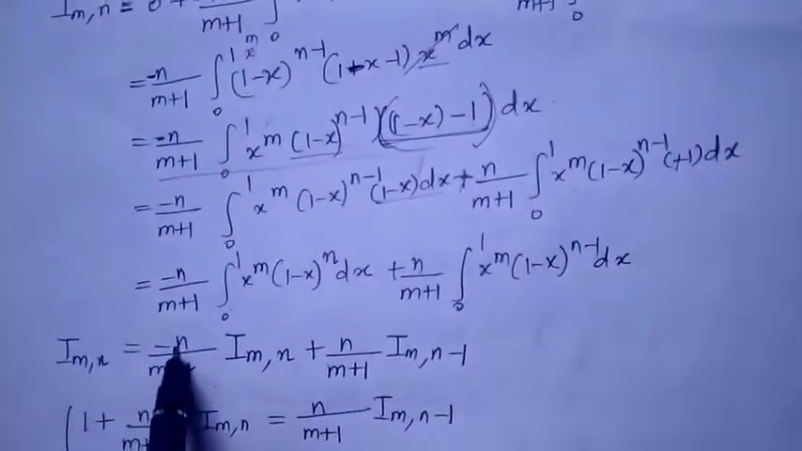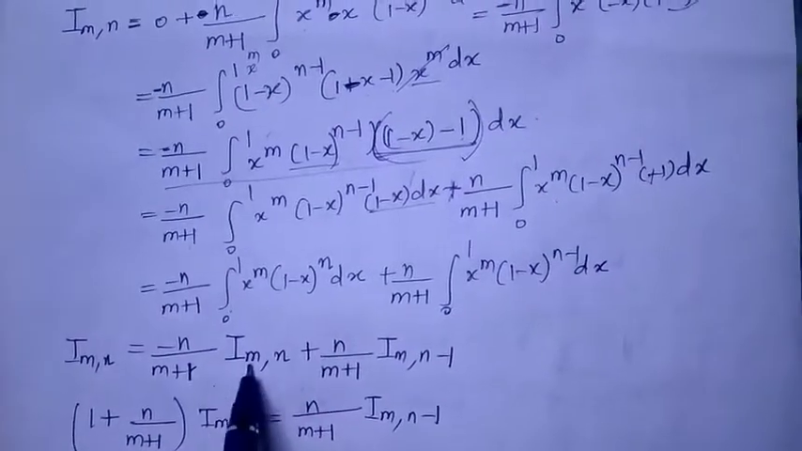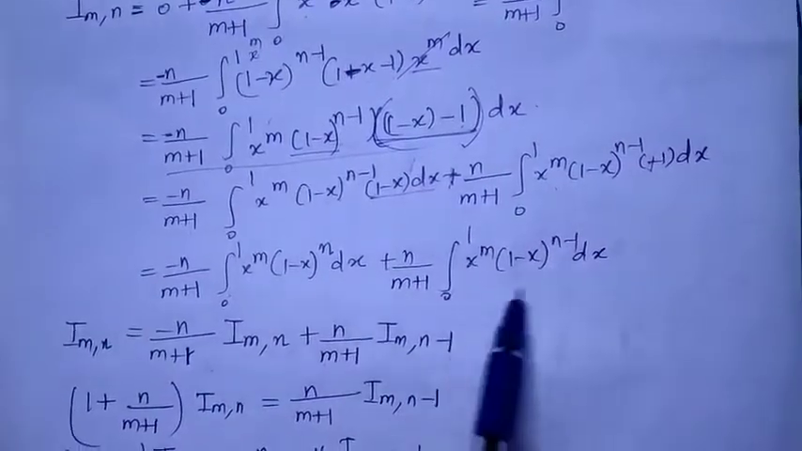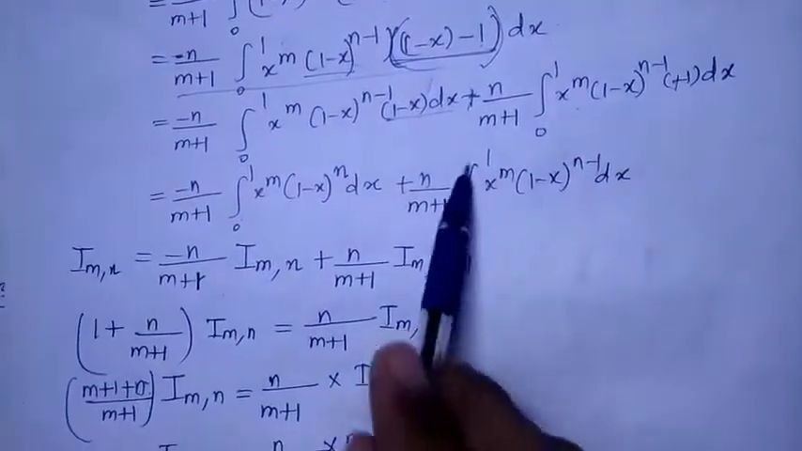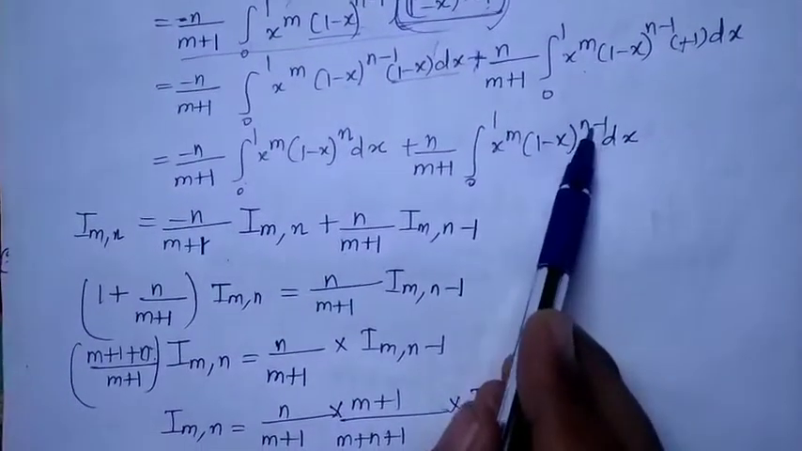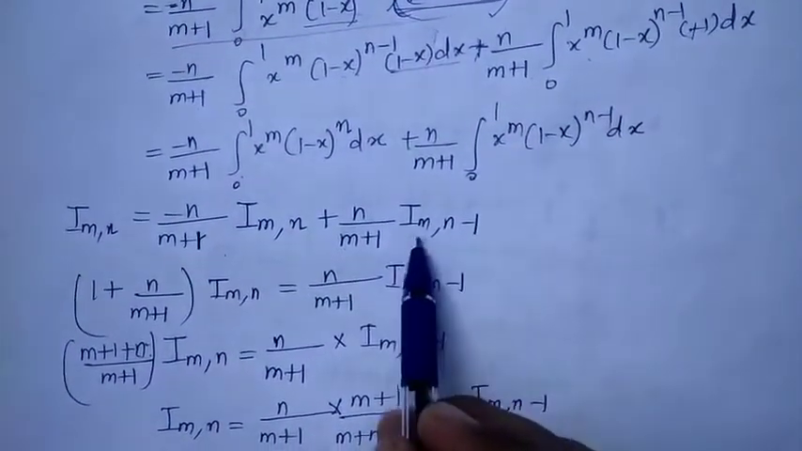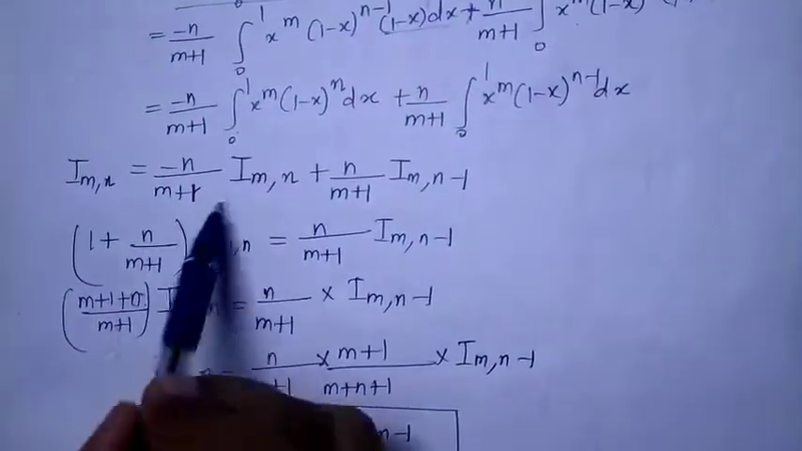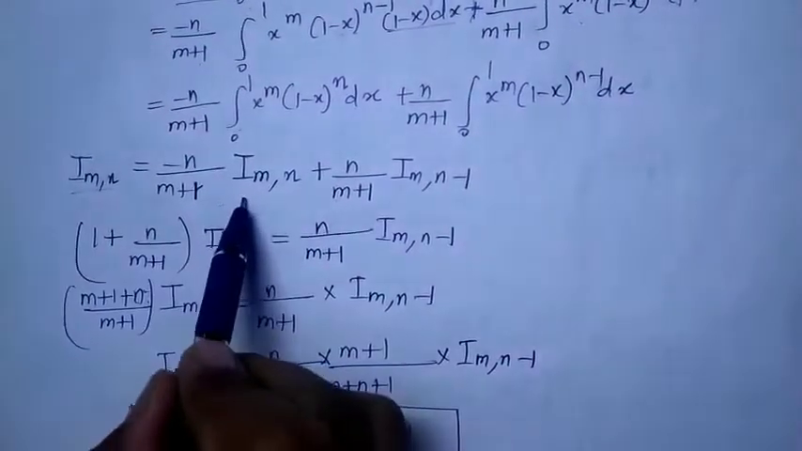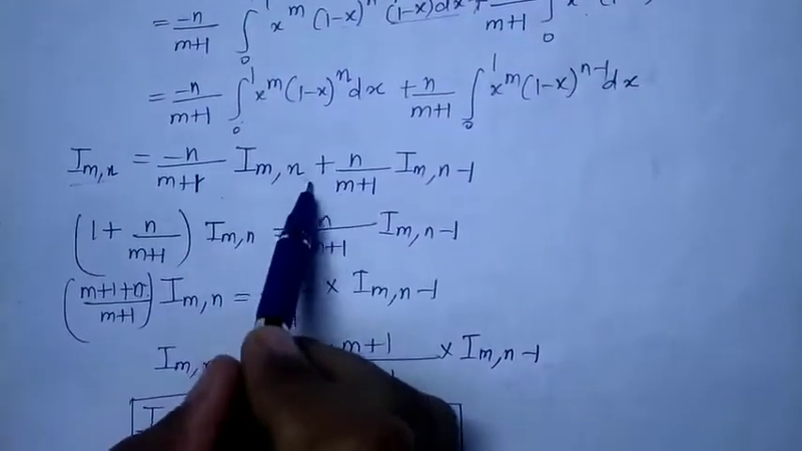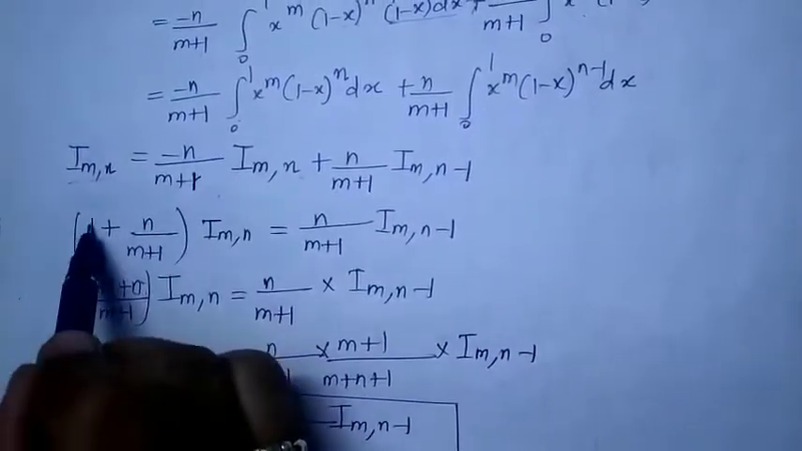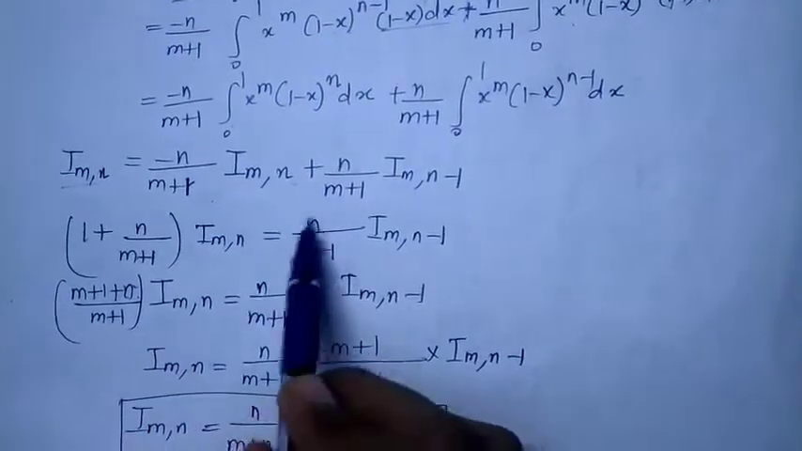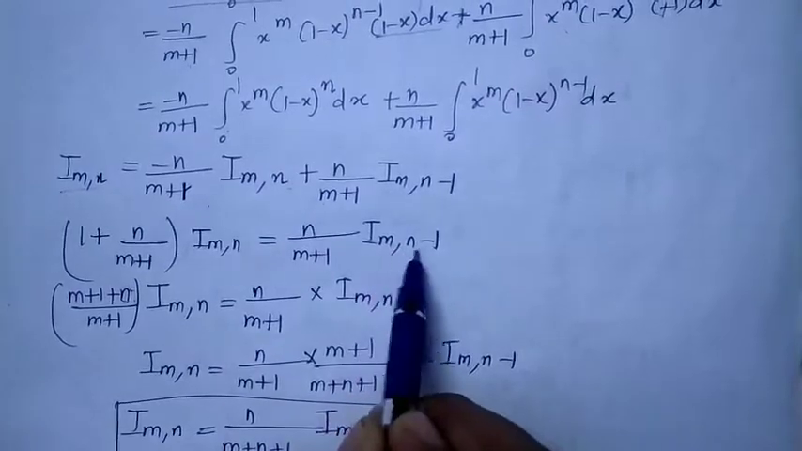So I m comma n is equal to minus n by m plus 1 I m comma n plus n by m plus 1, look at this, actually this is our beginning I m n, but in the place of n we have n minus 1. So just to replace that, I m n minus 1, right? So now I am going to bring this, since we have left side I m n and also in the right side we have I m n, right? So if you bring this to the other side, it will become 1 plus n by m plus 1 into I m n. Okay, I m n equal to n by m plus 1 I m comma n minus 1.